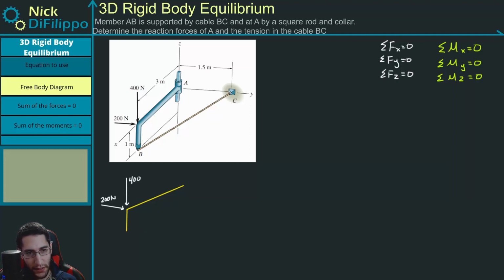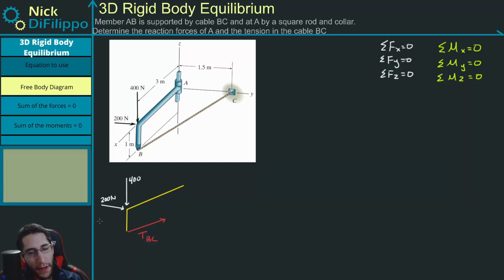Okay, so I have a tension force from BC. When I cut the rope, I know it's in tension, so it goes from B to C. So I'll call this tension BC. Now the only other forces I have are my reaction forces at A.